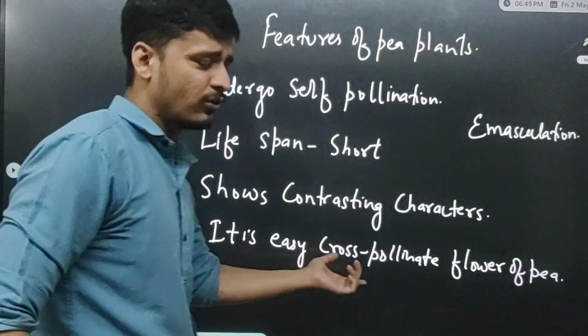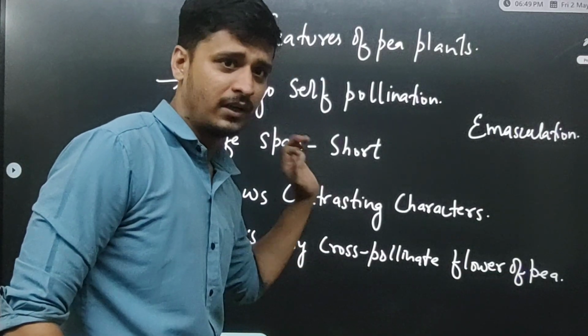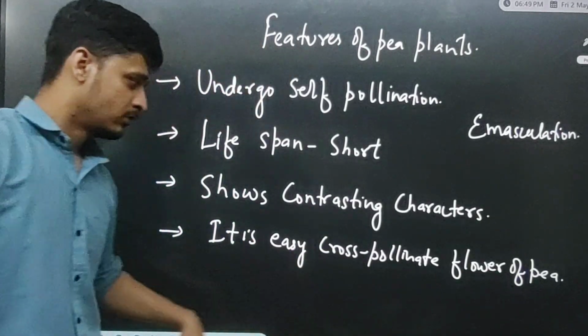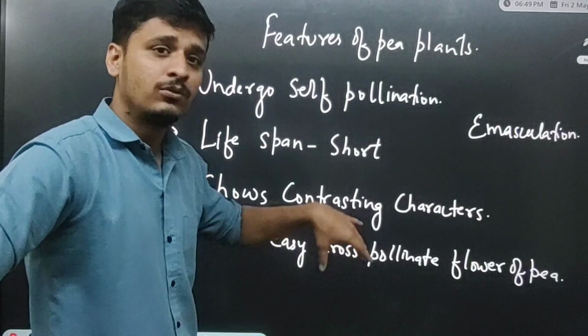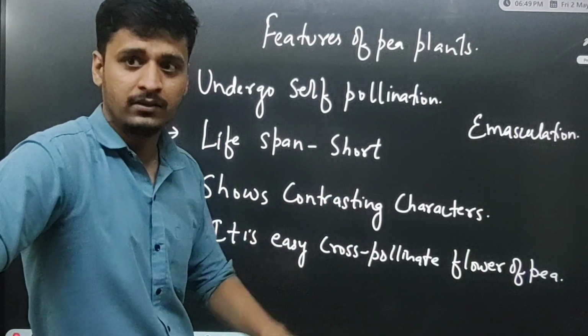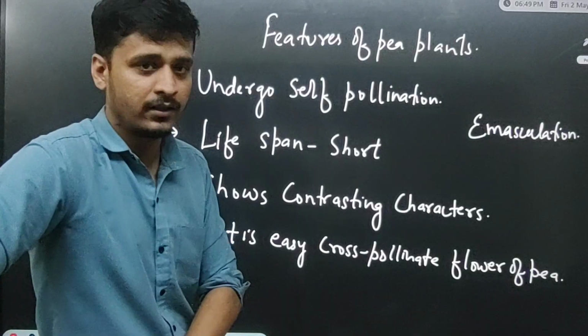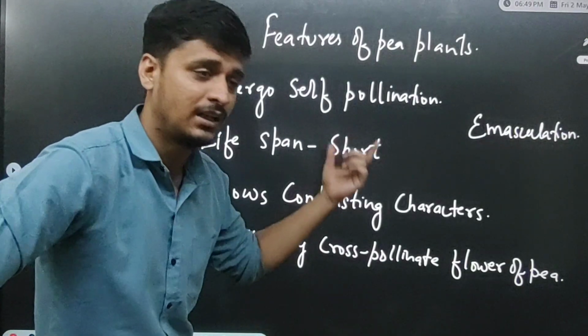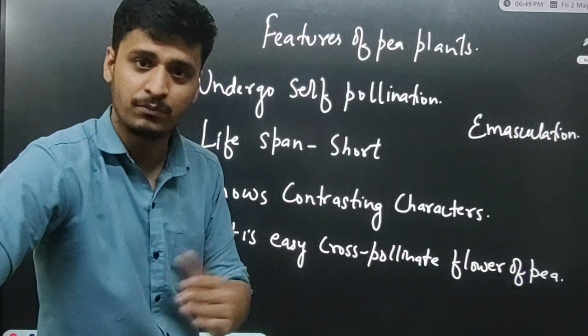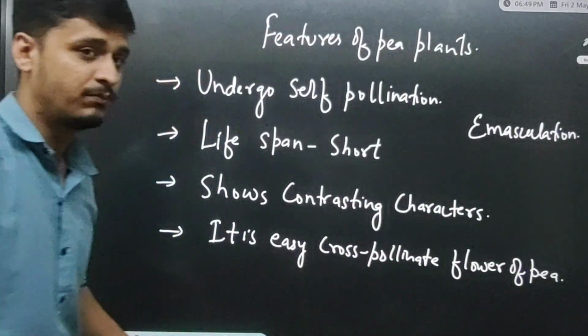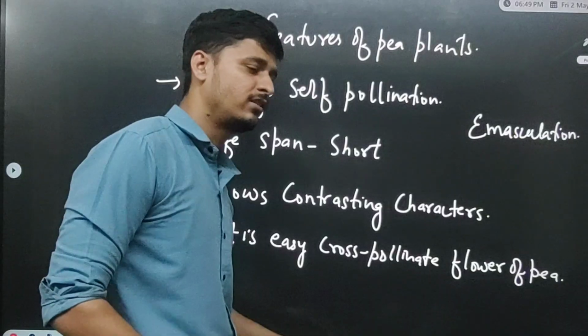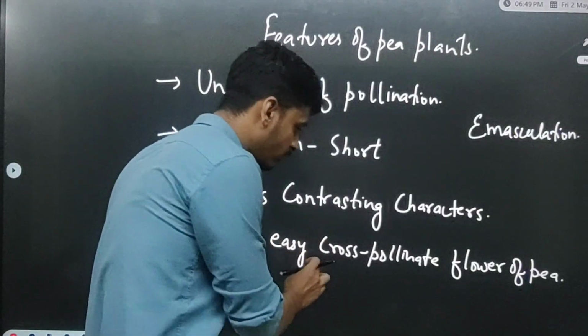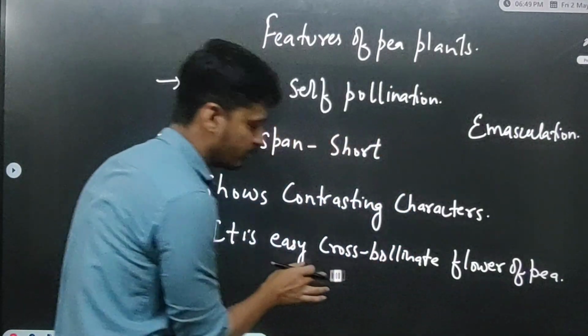So why is there a need for cross-pollination? To check the characteristic feature in the next generation we need cross-pollination, because self-pollination will lead to the same kind of progeny. So here there is a need for cross-pollination.